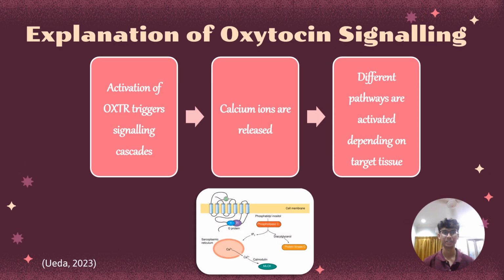Hi, I'm Nyanesh and now I'll be talking about the function and importance of oxytocin signaling. As Wing Soon mentioned earlier, oxytocin signaling is initiated when oxytocin, a 9 amino acid neuropeptide, binds to its G protein coupled receptor. This activates intracellular signaling cascades, primarily involving second messengers like phospholipase C, leading to the release of calcium ions. These pathways trigger various cellular responses depending on the target tissue.